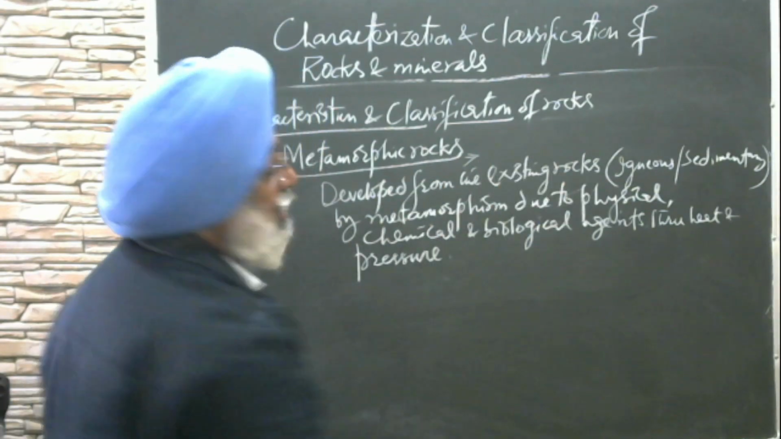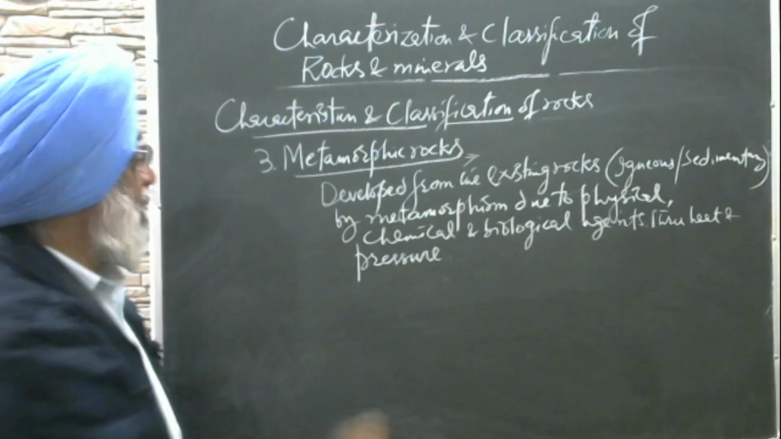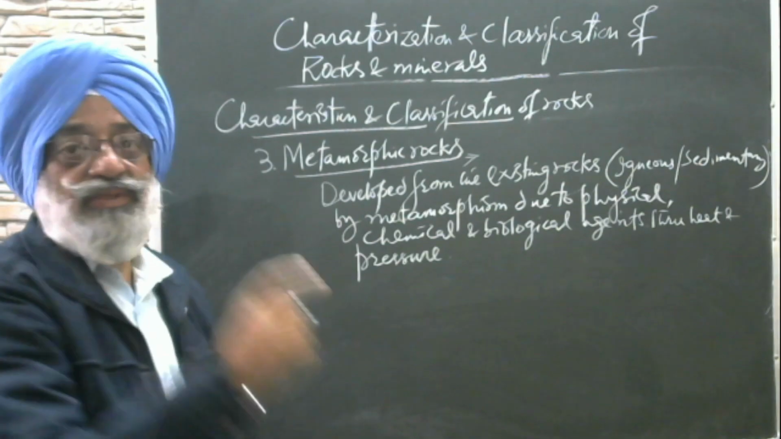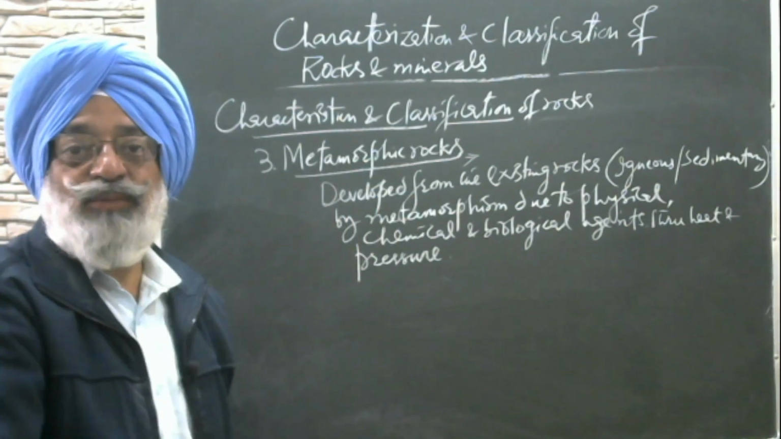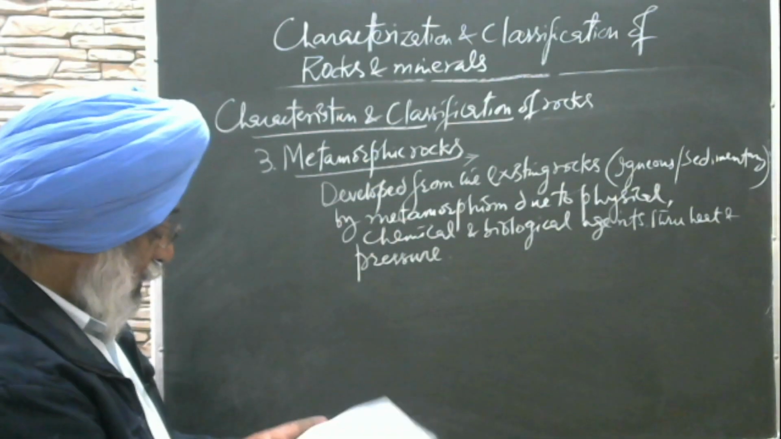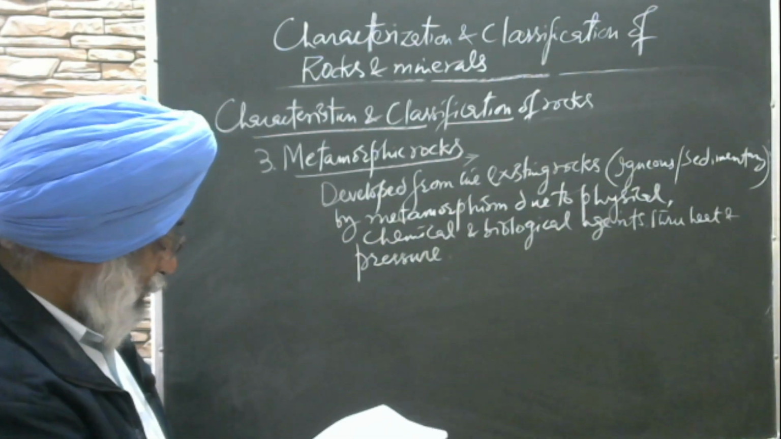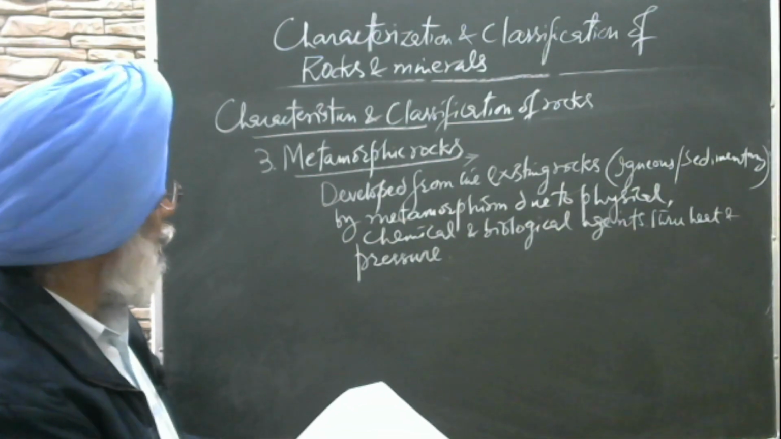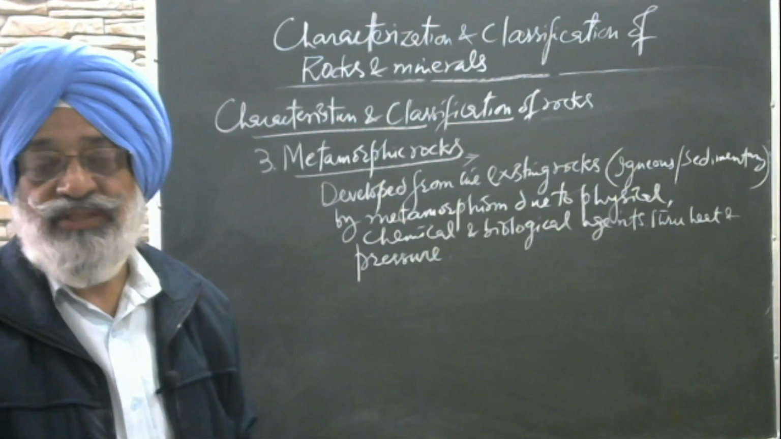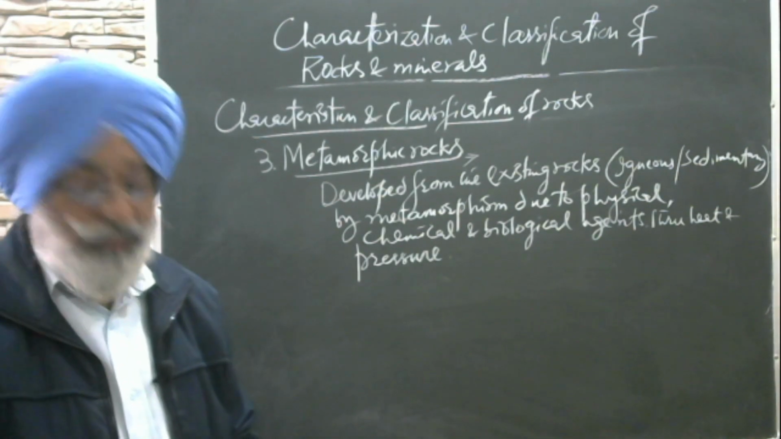So you can have the nascent igneous rocks, you can have the metamorphic rocks which are developed from igneous, you can have the metamorphic rocks which are developed from the sedimentary rocks. So this is how the rocks can be described. This was the description of the rocks.